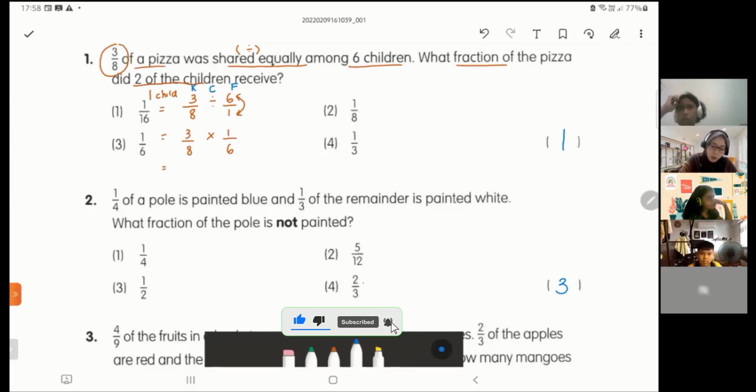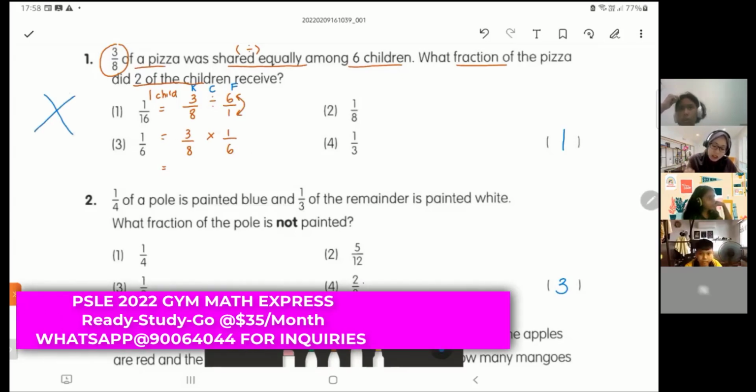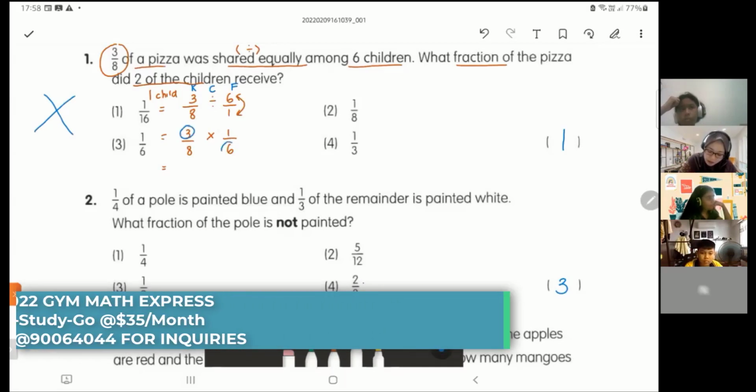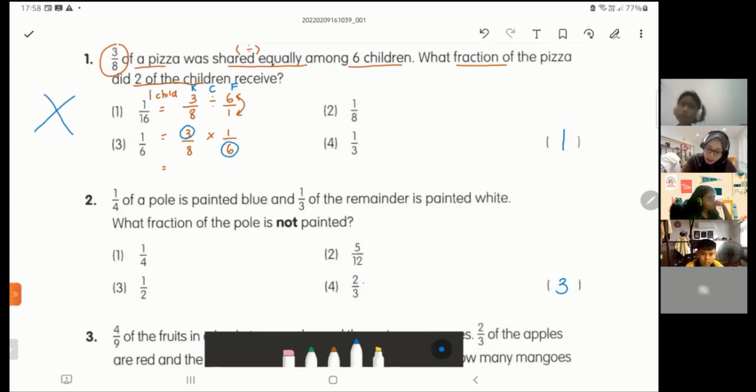Okay, so now how do I do this? You look crosswise. Whenever you come across fractions times, multiplication, look crosswise. So I can look at 3 and 6 first. Can 3 and 6 be divided by one another? Can. 3 divided by 3 is 1. 6 divided by 3 is 2. After that, look row-wise, numerator and then denominator. Numerator is 1 times 1, 1. Over 8 times 2, 16. This is for what? 1 child. Do I want 1 child? No. I want 2 children. 2 of the children receive. So what do I do?